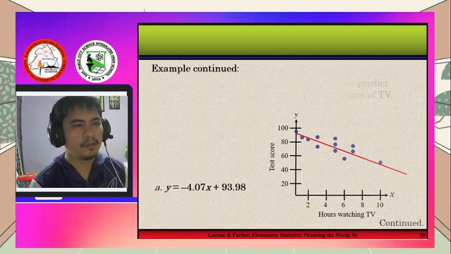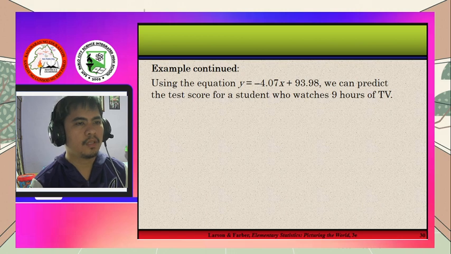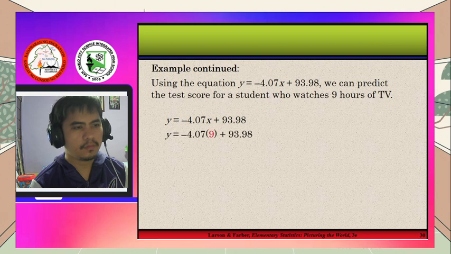Next, on letter B, using the equation y is equal to negative 4.07x plus 93.98, we can predict the test score for a student who watches 9 hours of TV. So we will just substitute 9 for the value of x. So we have y is equal to negative 4.07 times 9 plus 93.98. So our y is equal to 57.35, or approximately equal to 57.